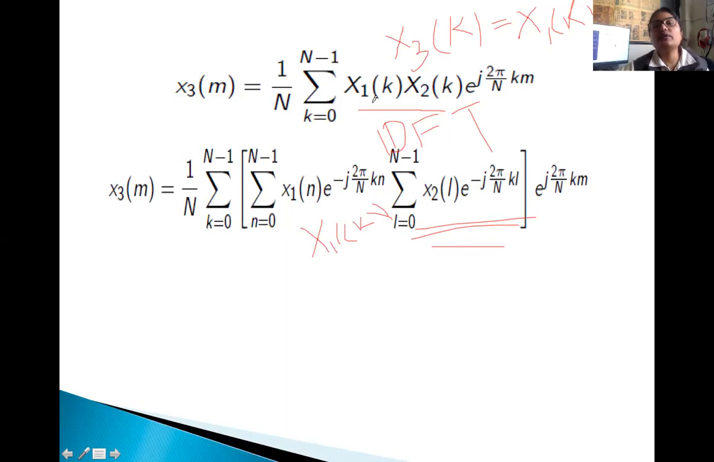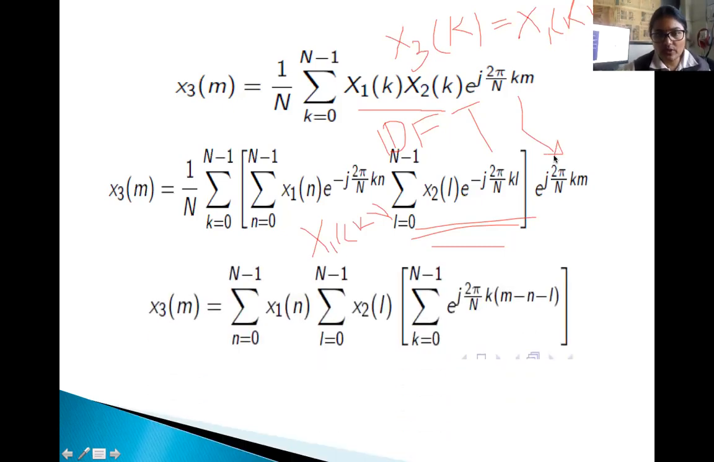And after the multiplication of x1 of k and x2 of k, what is the remaining part? e raised to j 2 pi k n divided by capital N. So this is as it is written here. This is the equation. Now after performing multiplication, we have taken this term x1 of n and x2 of L, these two terms along with their summation sign, outside of the bracket. x1 of n is also constant, x2 of L is also constant.